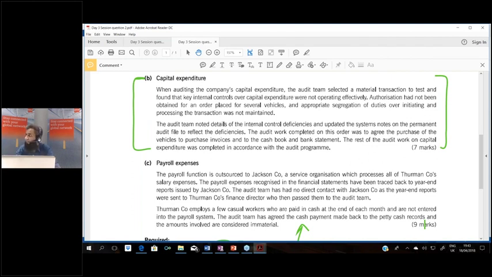Okay, has everyone read the B part, capital expenditure? No, you don't lose marks for not quoting right, Rizwan. Be very clear on that. Quoting is just an impression, right?